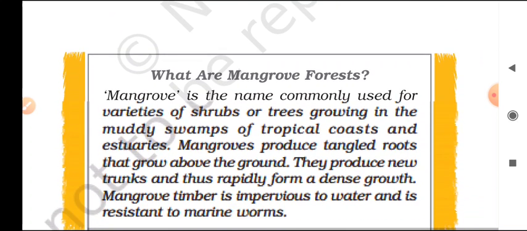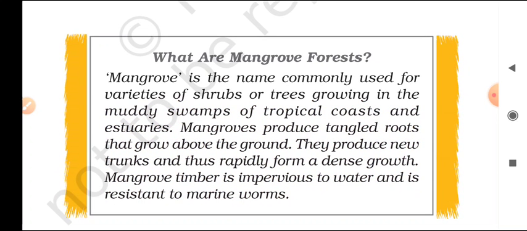Let's check the box. What are mangrove forests? Mangrove is the name commonly used for varieties of shrubs or trees growing in muddy swamps of tropical coasts and estuaries. Mangroves produce tangled roots that grow above the ground. They produce new trunks and thus rapidly form a dense growth. Mangrove timber is impervious to water and is resistant to marine worms.